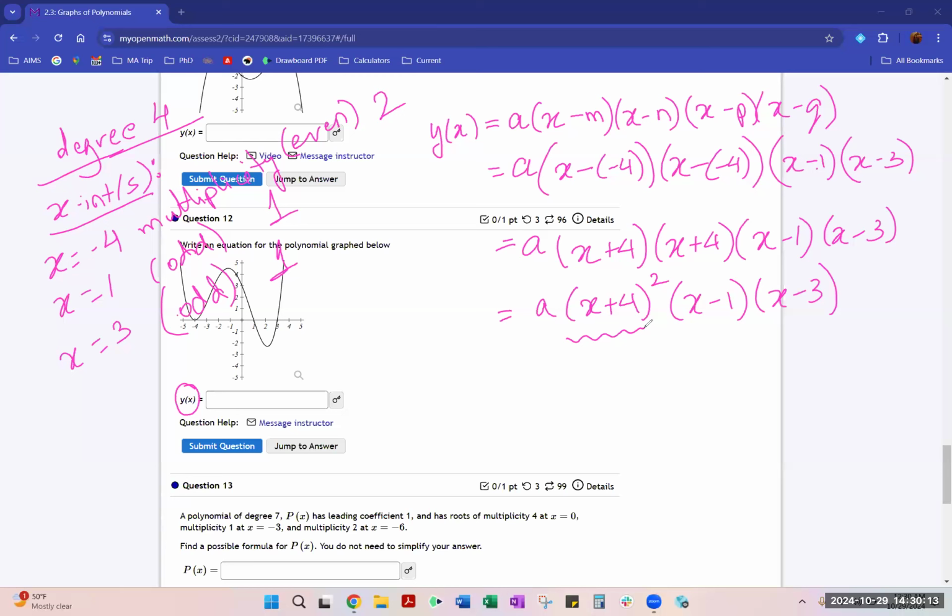So you can see this guy has multiplicity 2, this guy has multiplicity 1, this guy has multiplicity 1, which is what we basically came up with by looking at the graph, right? Alrighty, so now that we have the factors taken care of, we can now see how do we find the a value. And for that, we need to go back to our graph for a second.